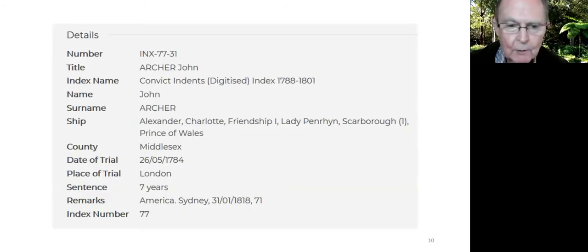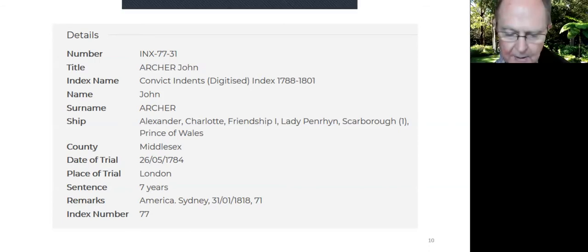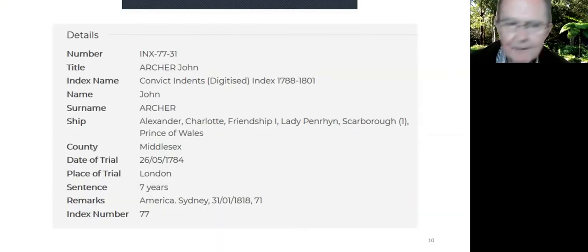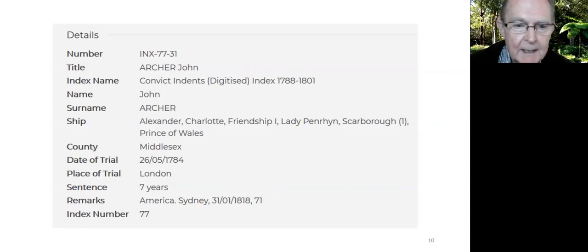So we see, first of all, this is an online picture of the sort of information that we'll get from the index about John Archer. There's a couple of interesting things that we see here. First of all, we see that the date of the trial was 1784. So John Archer was obviously held either in prison or on one of the prison hulks for something like 3 years.